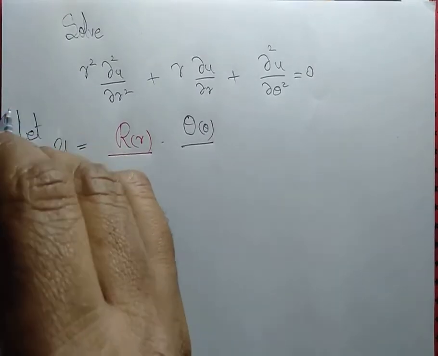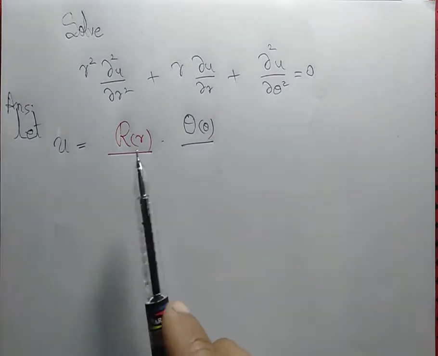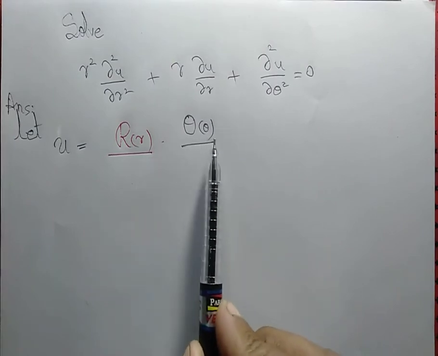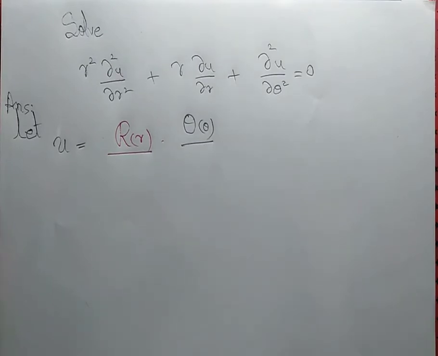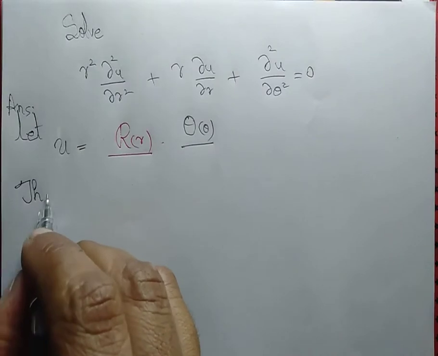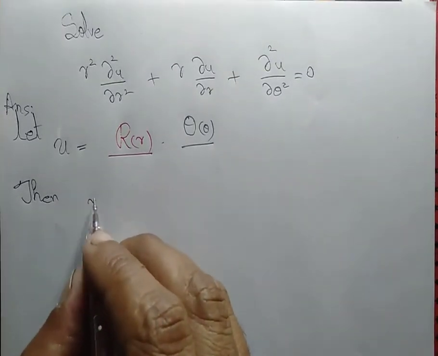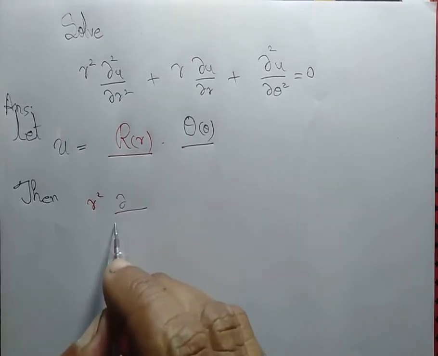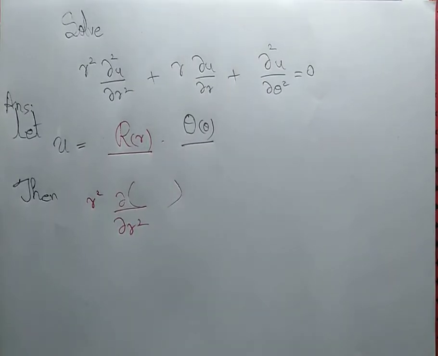So your answer begins somewhere here, and let u equal to r into theta, where r is a function that is totally dependent on r, so independent of theta, and theta is a function totally dependent on theta, so independent of r. Then what will happen to our partial differential equation? Then we will have r square del 2 del r square. What is u now? U is r into theta.